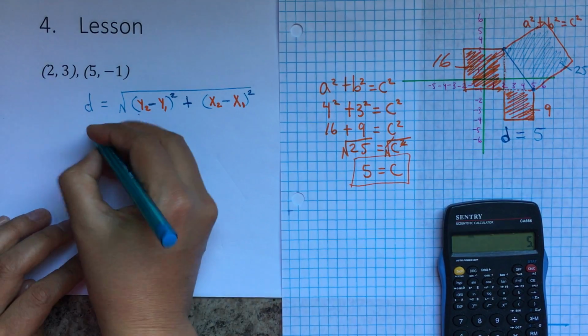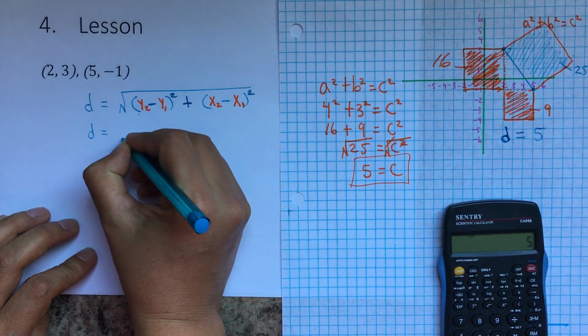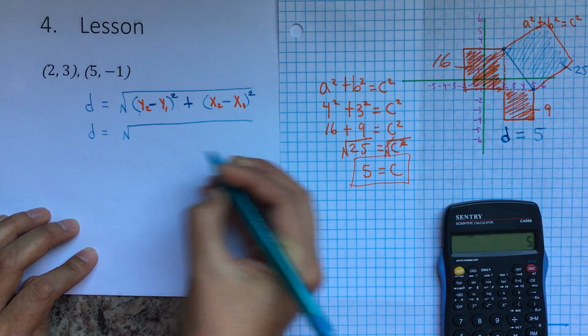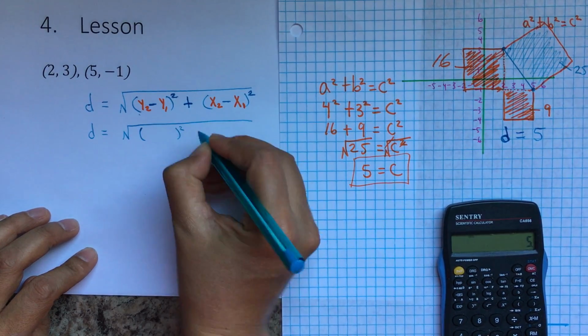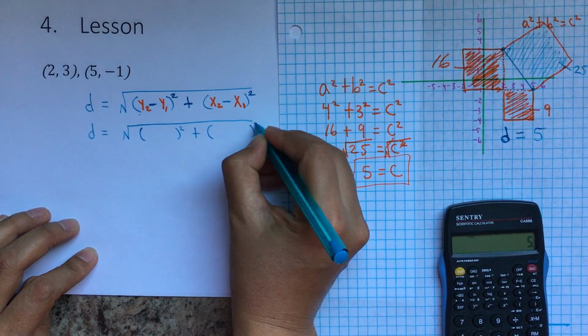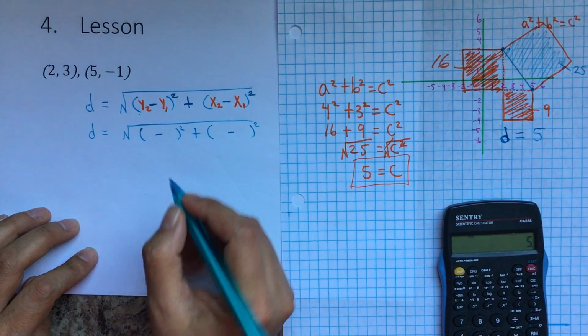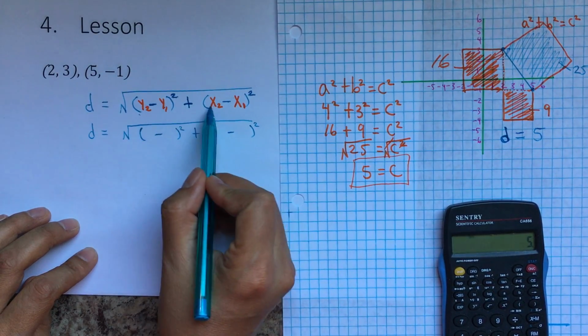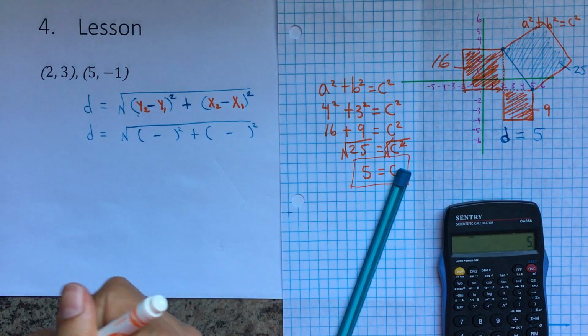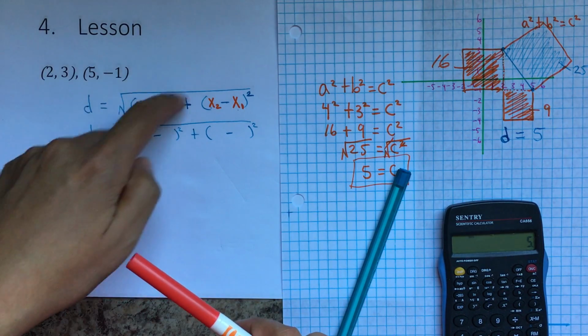The distance formula. So we have d is equal to the square root of, okay, this is going to stay the same. This also stays the same. The only thing that we have to input is now the variables. And which one matches which?